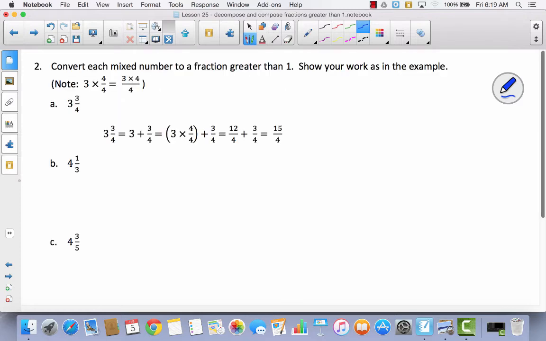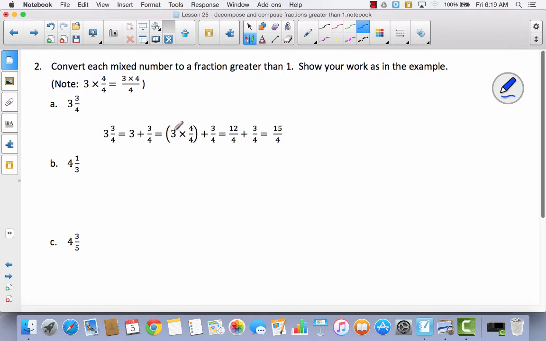Okay, so let's try a little bit of a different strategy. So you can see here that we're going to convert each mixed number to a fraction greater than 1. Show your work as in the example. So this time, we're not using a number line. We're just using a number sentence. So let's look at what they did here. They start with their original fraction, and then here they separate the whole number from the fraction. And if you'll notice from your number line, if I had 3 wholes, that means I had 4 fourths 3 times.